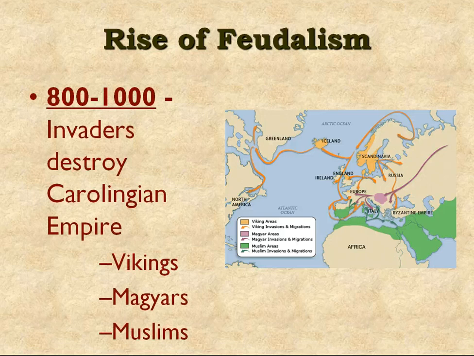Feudalism actually gets its start in invasions. By this point in time, around the 800s or so, Rome had already fallen, and there was no centralized government, meaning no one big government to control the whole of Europe. And by the 800s, between 800 and about 1000, several invaders started to come into Europe. By this point, Charlemagne and Clovis had tried to establish empires, but these invasions helped to destroy those new empires. And the three groups that are responsible for this are the Vikings, the Magyars, and the Muslims.